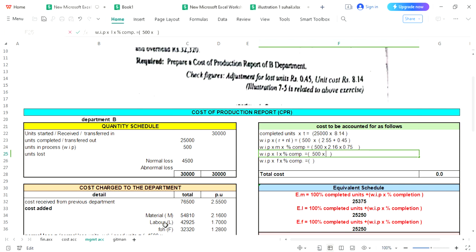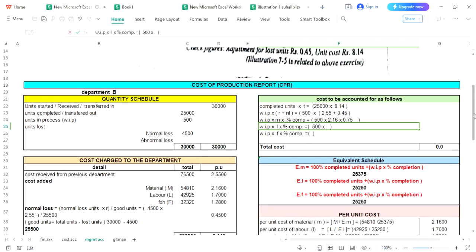Look at this labor. All three elements are mentioned over here: material, labor, FOH. The first column is used for total and the second column is used for per unit cost, which is 1.7. You can put 1.7 over here, but beside this we have also mentioned this per unit cost over here. So put 1.7, then again a multiplication sign, and then it was 1.7. Let's delete the comma and write the decimal. So 1.7. What is next?